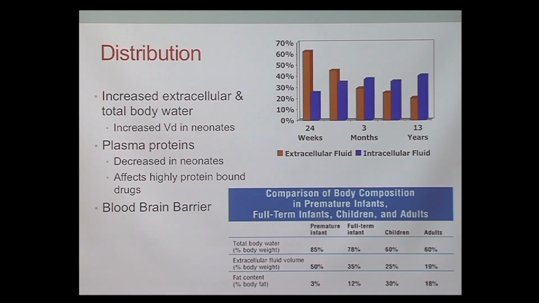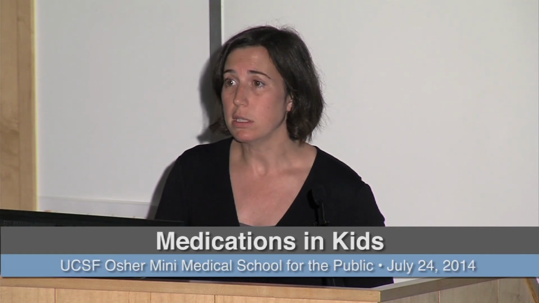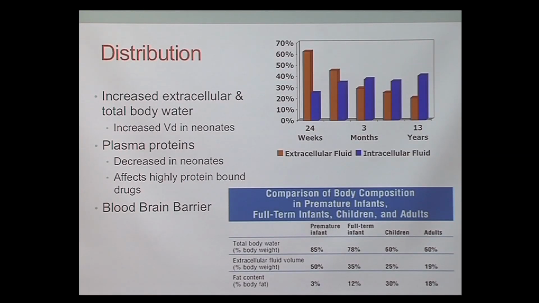In addition, when we look at plasma proteins, these tend to be decreased also in neonates. This means that for drugs that are highly protein bound, there's going to be a lot more free drug out there, meaning more therapeutic effects and more potential toxicity. So another danger. The blood-brain barrier, this is one of our barriers to getting toxicity into your brain. This is developed as a baby is growing. It's actually complete at full adult levels by 20 weeks of gestation.